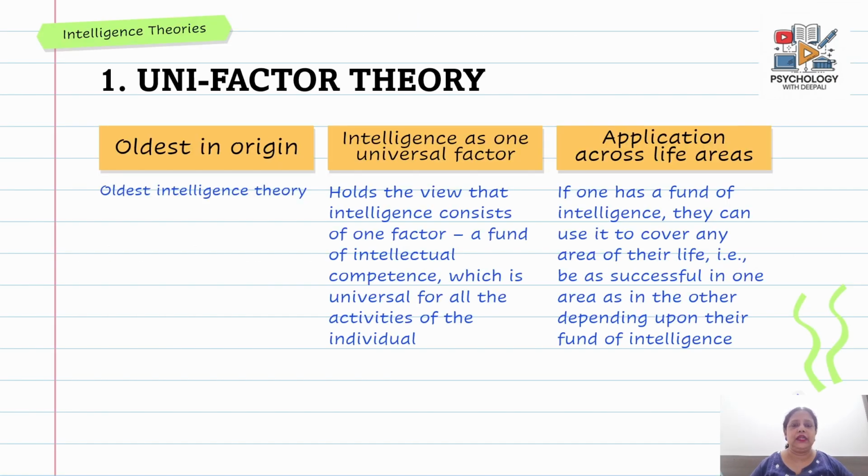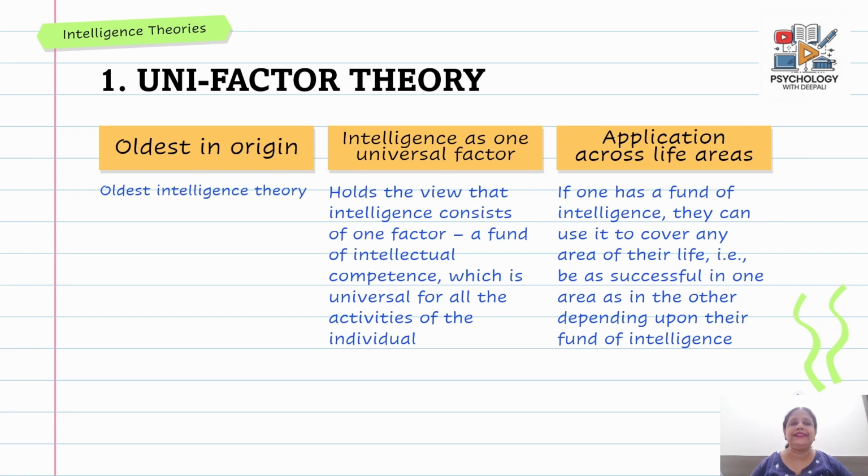The Unifactor theory or the one-factor theory is one of the oldest theories in psychology which talks about intelligence. Here, the viewpoint is that intelligence is a fund of intellectual competence, which means I have a common database, you can say, of intelligence within me, and I can use it for all kinds of cognitive or intellectual activities. And this is something universal. So if one has a fund of intelligence, they can use it to cover any or all kinds of activities which require cognitive work.